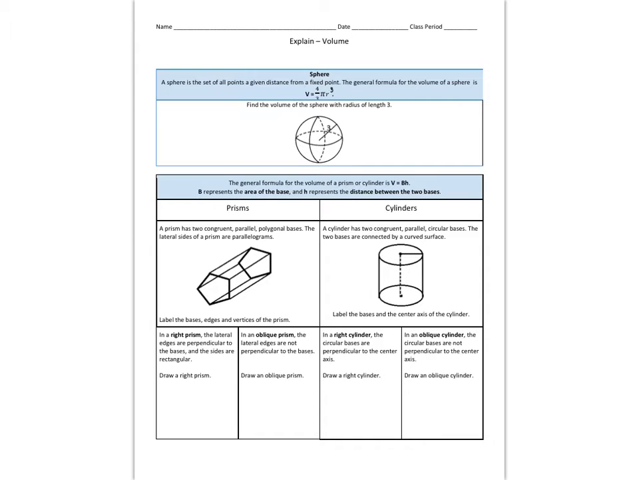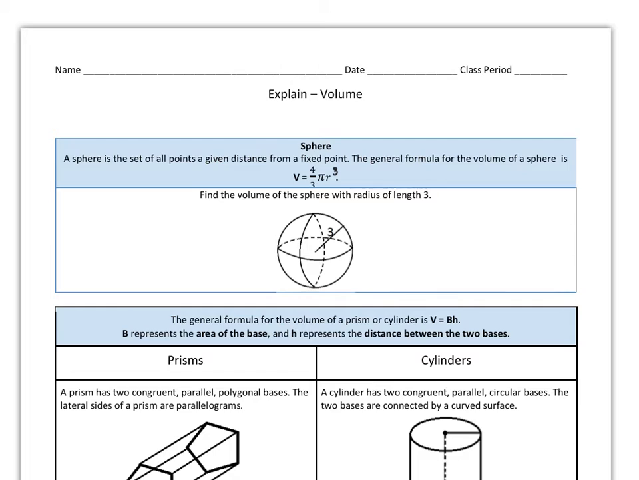So in this activity, we're going to find how to find the volume of several different types of solids. After this, you could probably find the volume of just about anything. And we want to start out with a sphere. So let's look at this example.